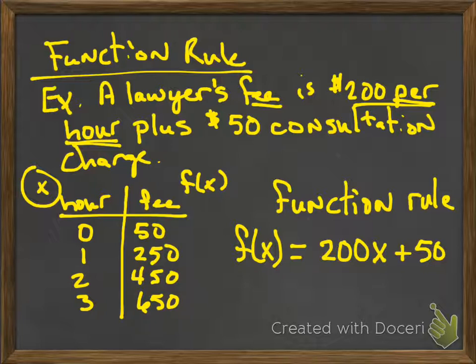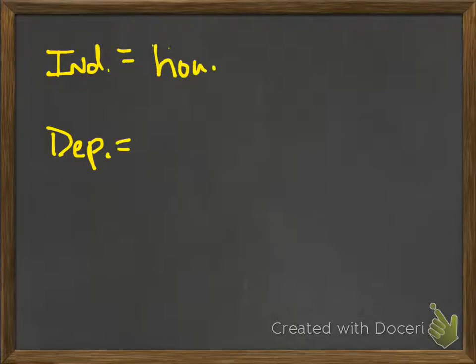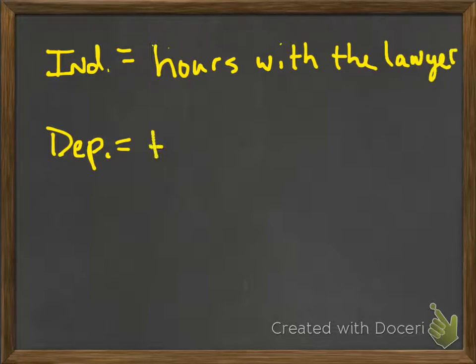So with that, you now have a function rule. That's saying that the lawyer charges me $50 plus $200 for every hour. And that would also tell me that the fee depends on the hours that he works. So my independent would be his hours, and my dependent would be the fee. And you can tell that also from the table, because the right-hand side of a table should be your dependent. The left-hand side of your table should be your independent. Okay? Let's look at one last example, and then I'll be done with these notes.